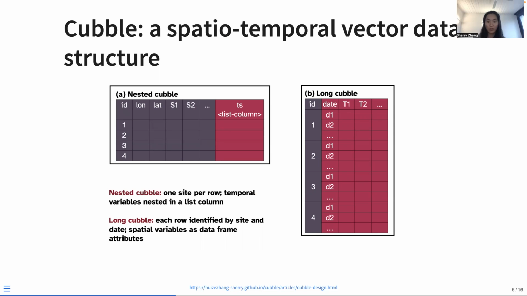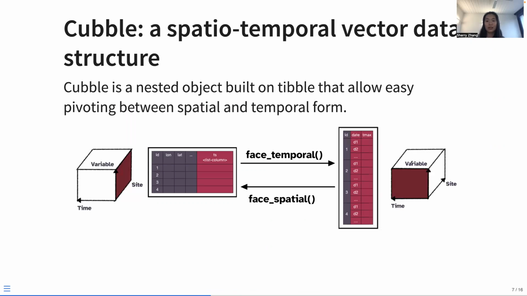A cubble has two forms, which you will see shortly can be pivoted back and forth. Here I will introduce the two forms. In the nested form on the left, the spatial variables are in columns, and you have temporal variables all nested in a list column called TS. And in the long form, the time series data are shown in columns, and each row is cross-identified by the site and the date in the long table, hence it's called long form. With cubble, you can easily pivot in between these two forms for the analysis.